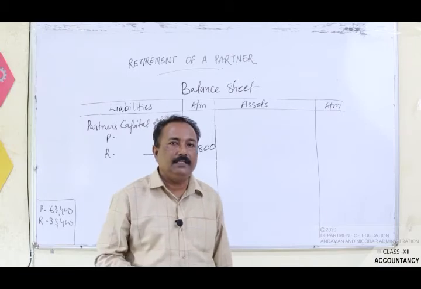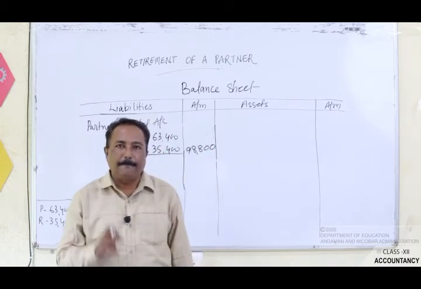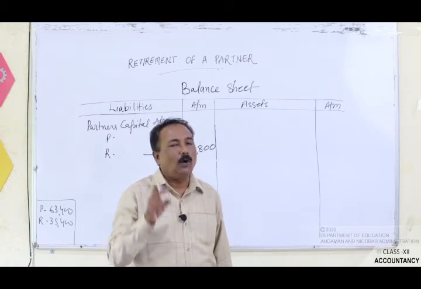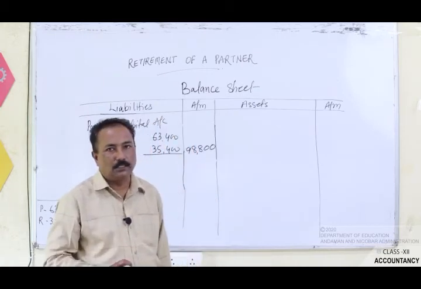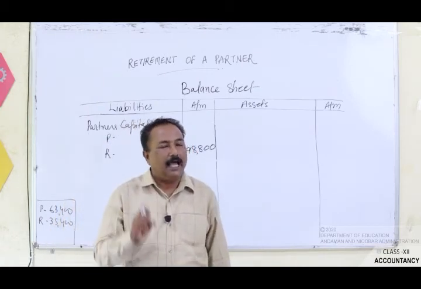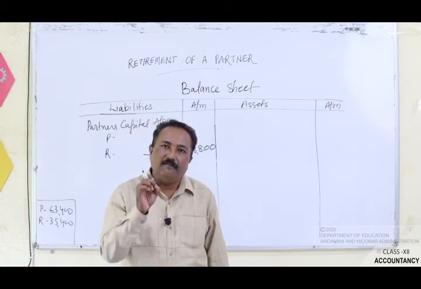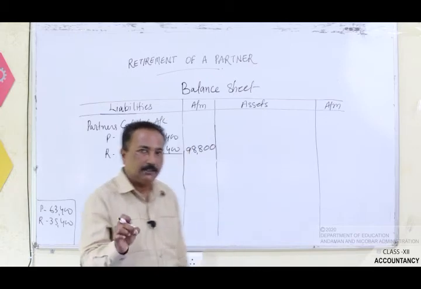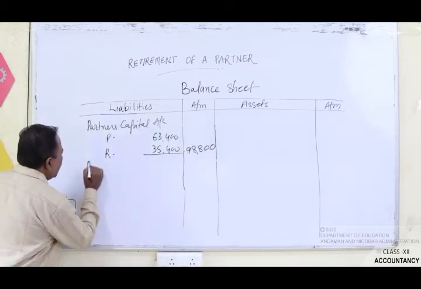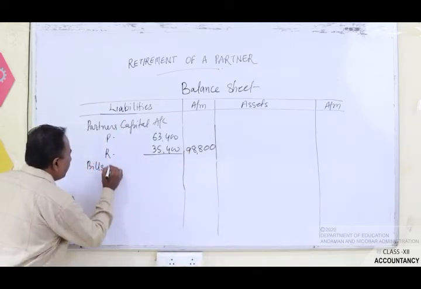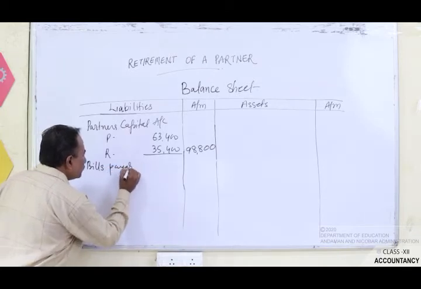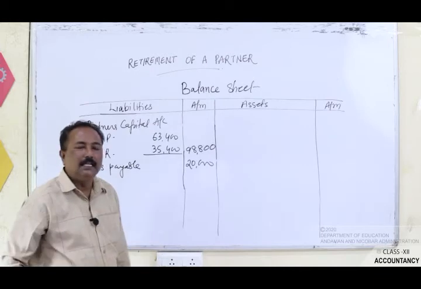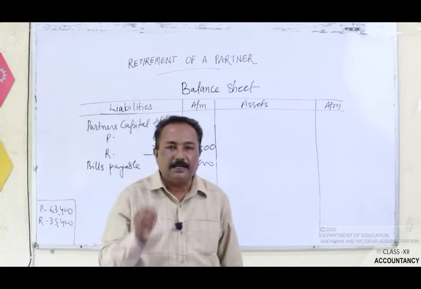Now, let us pass on to the next item. The next item given in the old balance sheet was bills payable. The amount shown in the bills payable was rupees 20,000. You have to record the same figure because neither has the value of bills payable increased nor decreased. So, the amount is rupees 20,000. Let us pass on to the next item. It was creditors.